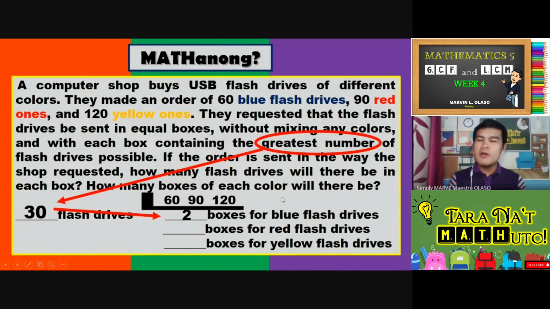Now, what about sa red flash drive? So, how many red flash drives do we have? 90. So, kung ang bawat box ay 30, anong gagawin? Yes. Divide 90 by 30, we have 3 boxes. And what about for yellow ones? Yellow ones, we have 120. So, if there are 120 yellow ones and each box contains 30 flash drives, how many boxes ang kailangan? So what you are going to do is 120 divided by 30, we have 4 boxes for yellow flash drives.